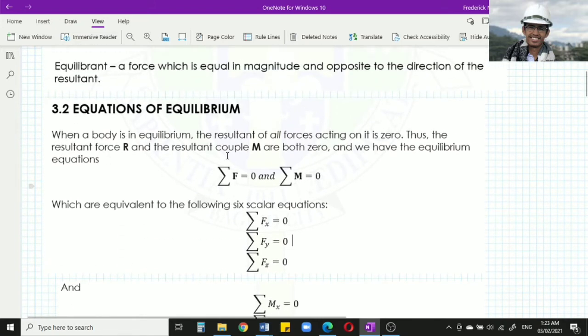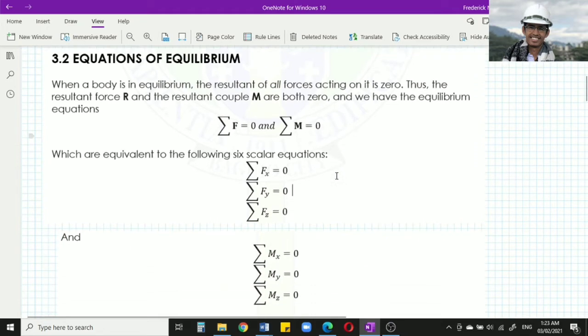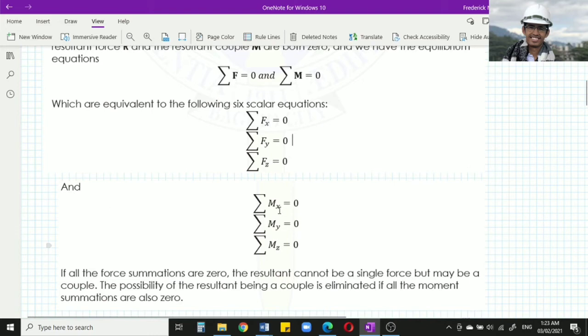When a body is in equilibrium, the resultant of all forces acting on it is 0. Thus, the resultant force R and the resultant couple or yung moment are both 0. And we have the equilibrium equations. Summation of forces is equal to 0 and summation of moment is equal to 0. Okay? We have the following 6 scalar equations along x-axis, y-axis, and z-axis. Ganon din sa ating moment along x, along y, and along z. So, lahat yan is equal to 0.